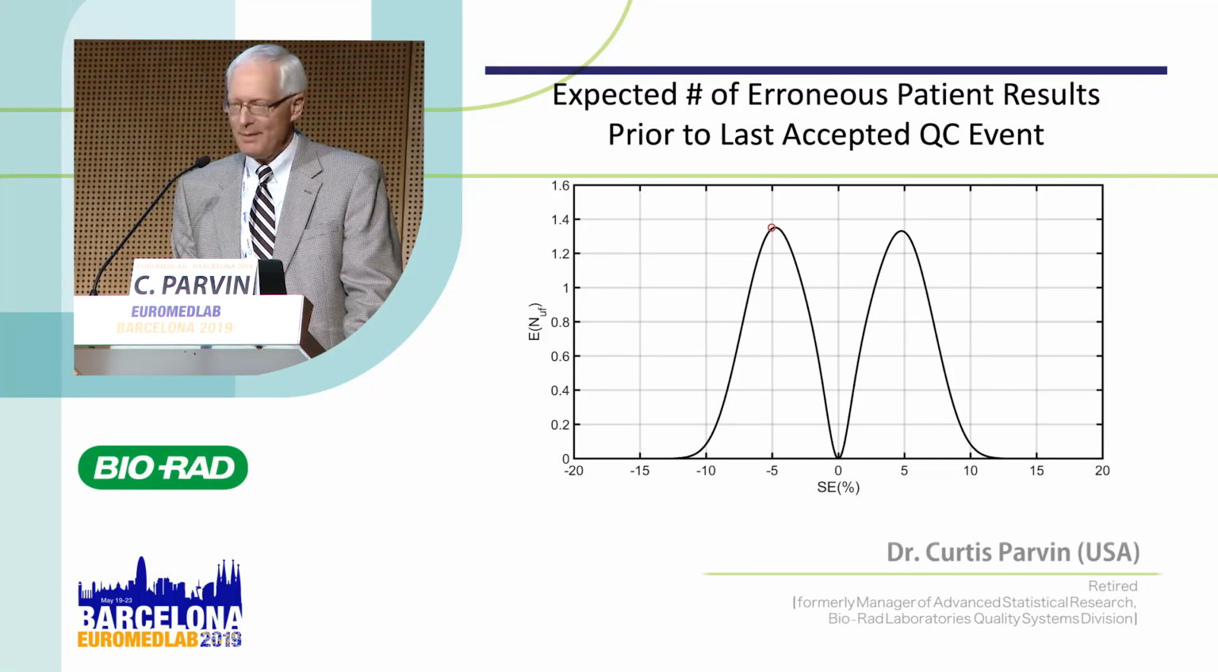Okay, so I'm trying to make the case here that we can compute, based on the magnitude of an out-of-control condition, the expected number of erroneous results that we expect would be reported before we detect the out-of-control condition.